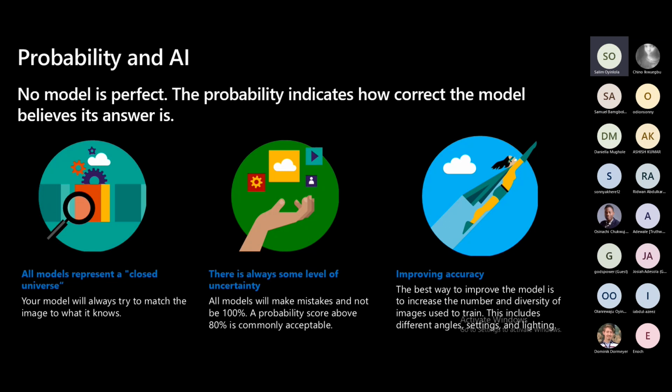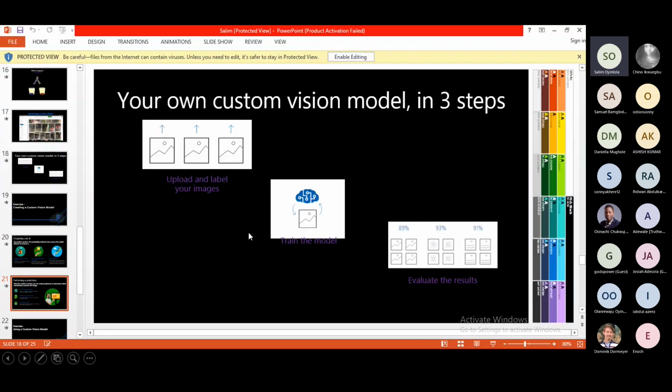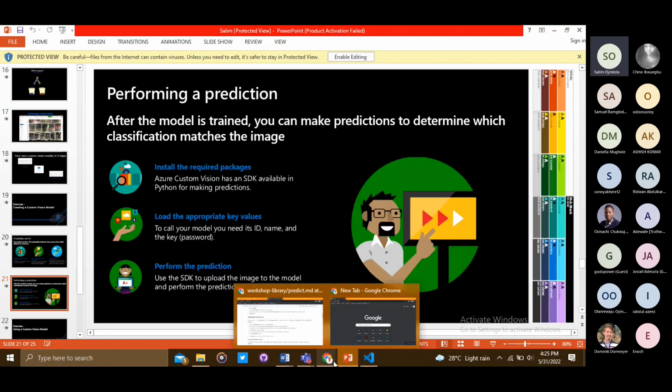All models represent a closed universe. This implies that your model will always try to match the images to what it knows, and there will always be some level of uncertainty, like I stated earlier on. After the model is trained, you make your predictions to determine which classification matches the image. I think Chino already talked on these steps, so I will go straight into working with the model itself.